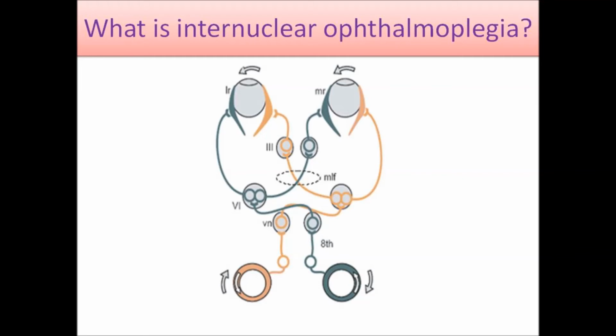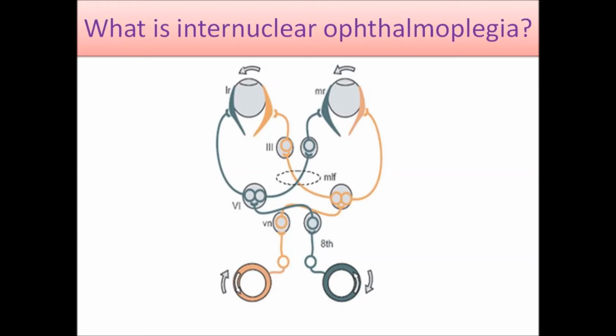But these two muscles, the lateral rectus muscle and the medial rectus muscle, are innervated by different nerves. The lateral rectus muscle is innervated by cranial nerve 6, the abducens nerve, and the medial rectus muscle is innervated by cranial nerve 3, which is the oculomotor nerve. So we need a connection between these two nerves to establish the conjugate gaze. And this is the function of the medial longitudinal fasciculus, the MLF.